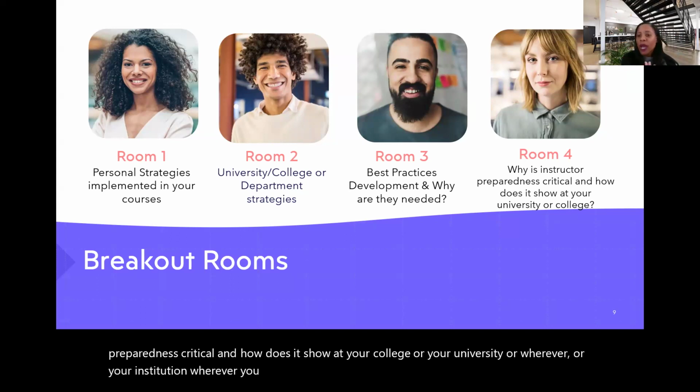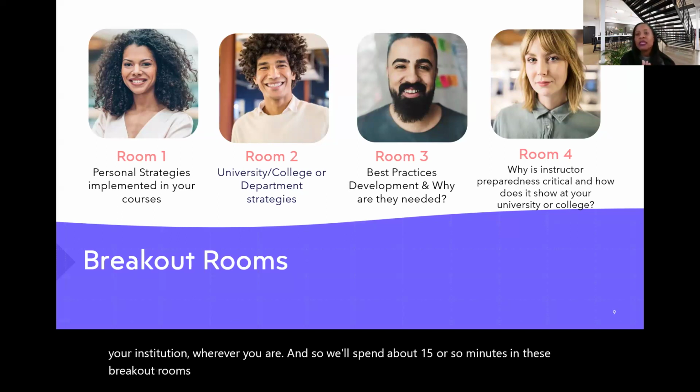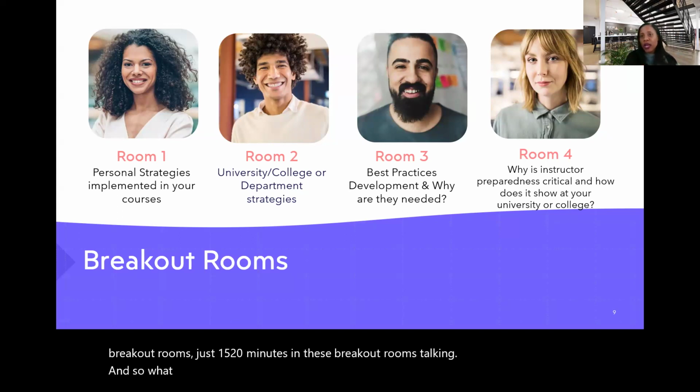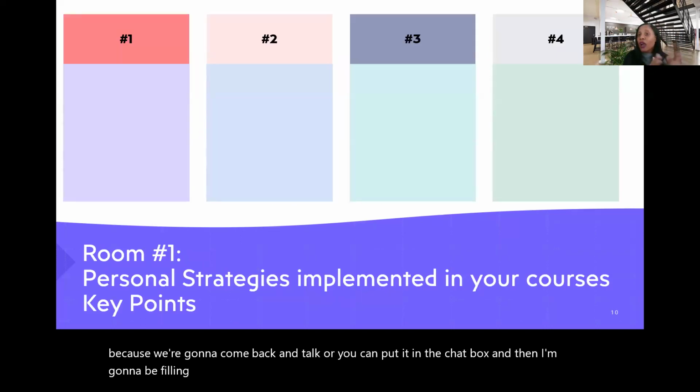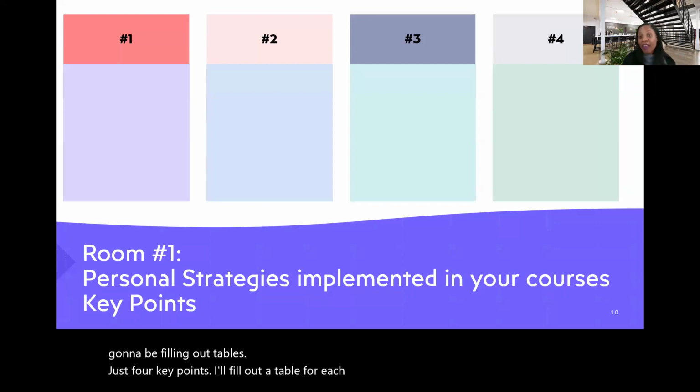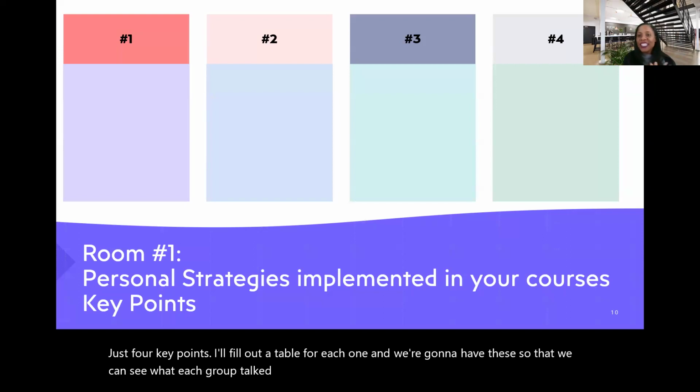We'll spend about 15, 20 minutes in these breakout rooms talking. What I'm going to ask is that in each breakout room somebody takes some notes, because we're going to come back and talk, or you could put it in the chat box. And then I'm going to be filling out tables, just 4 key points. I'll fill out a table for each one, so that we can see what each group talked about.